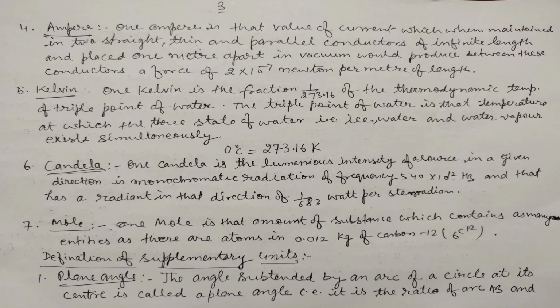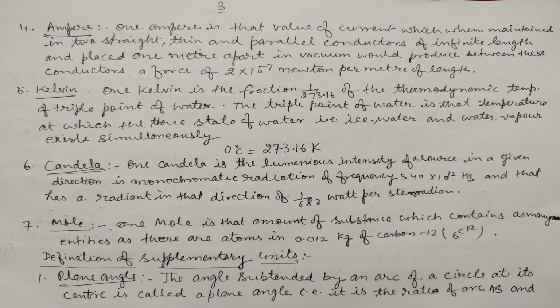Meter. What is the meter? The meter is the length of the path traversed by light in vacuum during a time interval of 1 by 299792458 of a second. Now the kilogram. 1 kilogram is the mass of a cylinder made of a platinum and iridium alloy kept at the International Bureau of Weights and Measures at Sèvres near Paris in France.